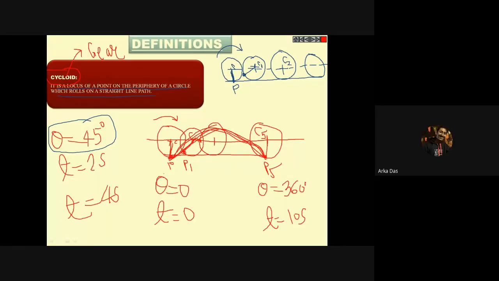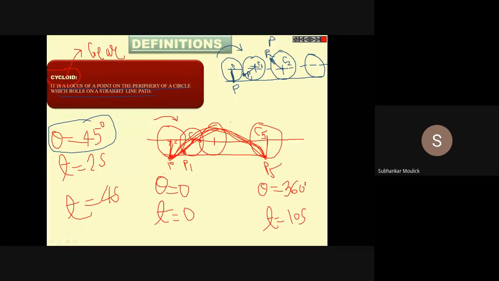Changed, sir. Assume that this is the position of point P. So what are these points? This is point P, this point is P1, this point is P2. These are nothing but the locus points.